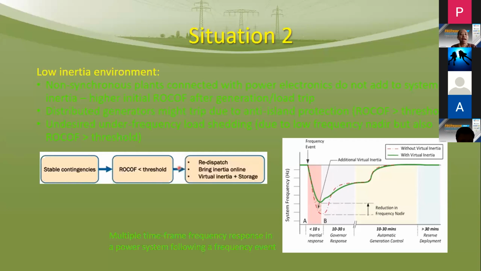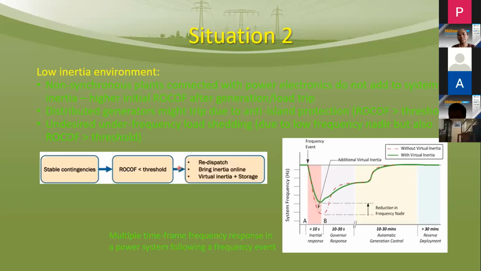And undesired under frequency load shedding due to a low frequency nadir, but also the value of rate of change of frequency being higher than a certain threshold. In this situation, of course, it is always important to try to make stable contingencies, by making the rate of change of frequency less than the threshold.